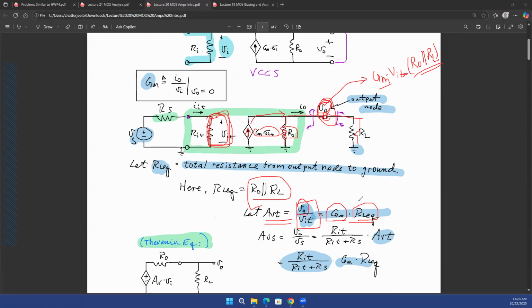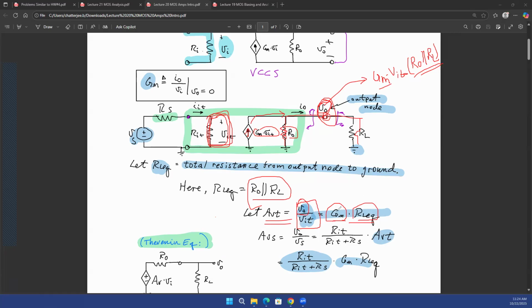Because GM will relate your input voltage to your output current. Multiply that with your output resistance, you'll get your output voltage, right? Output current multiplied with output resistance is output voltage. Output voltage divided by input voltage is your gain, voltage gain. And GM is the quantity that is relating your input voltage with your output current. So that's how it all fits in.